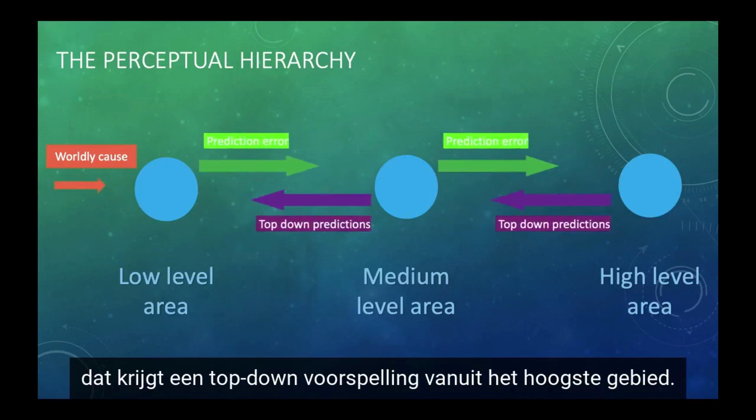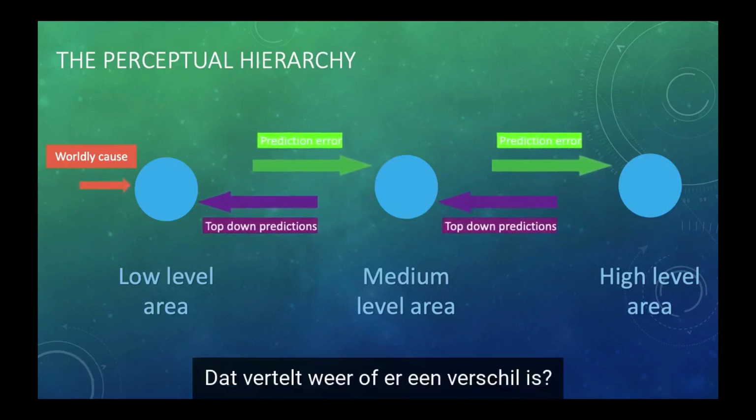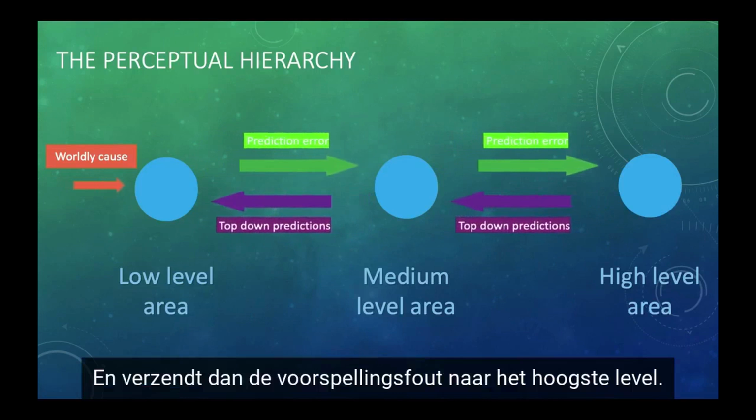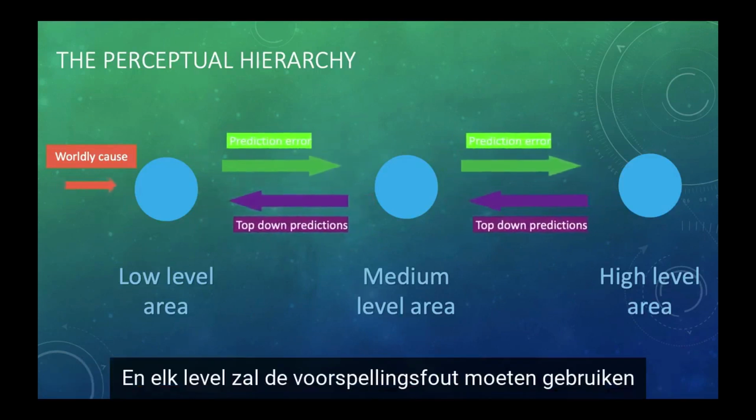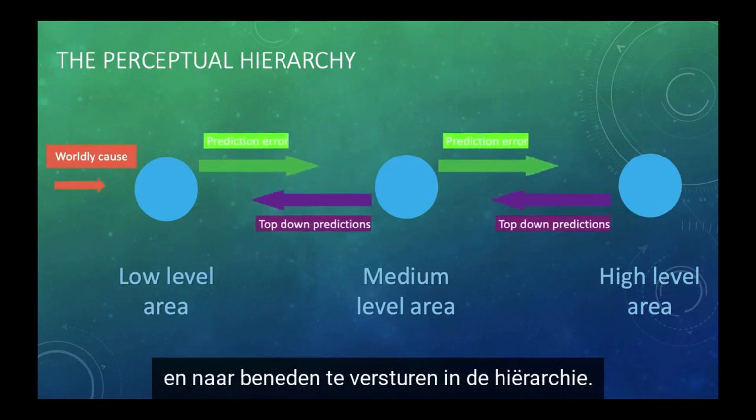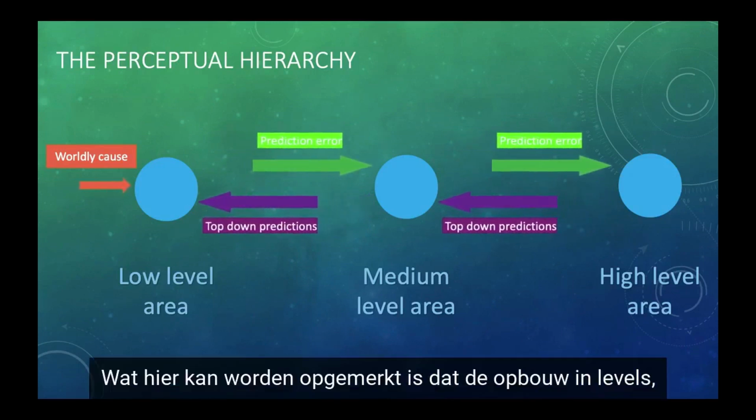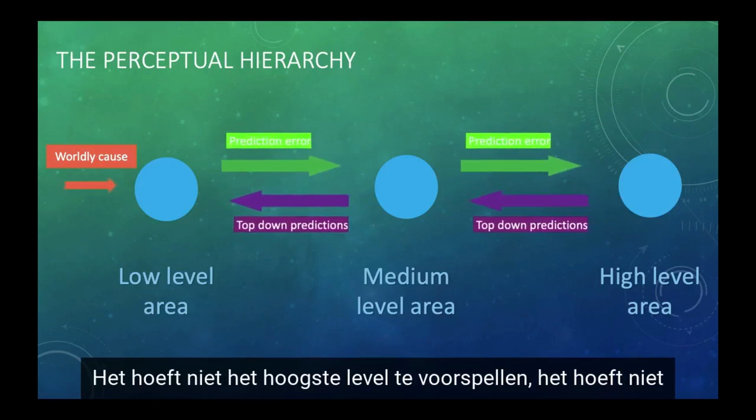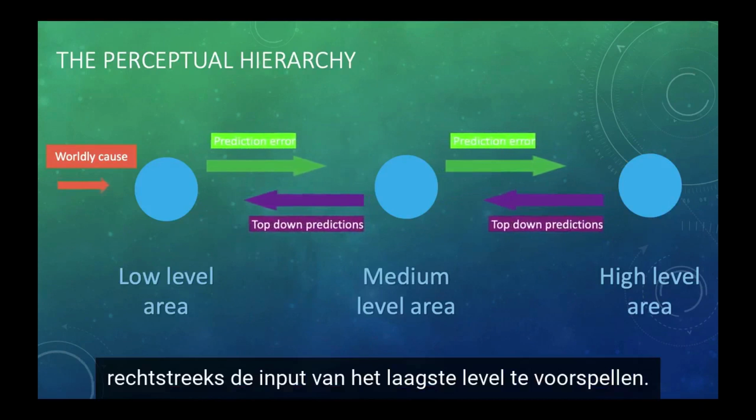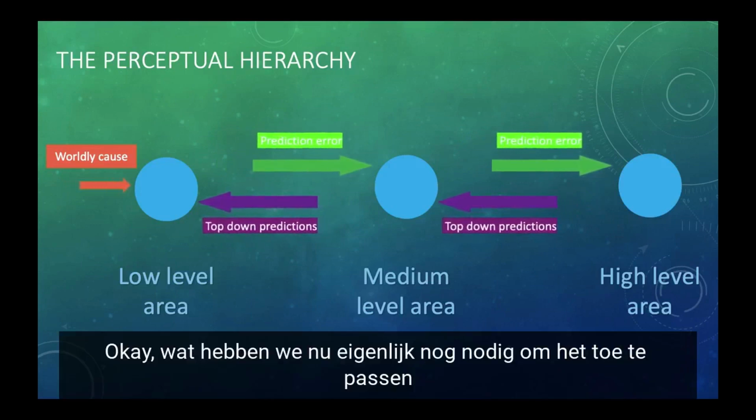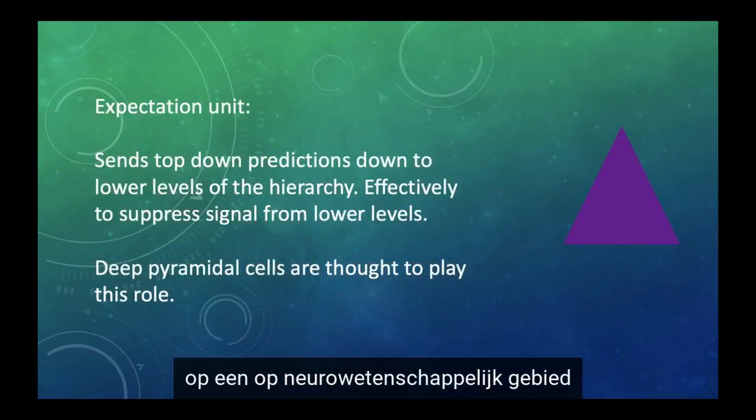The middle area is getting top-down predictions from the highest area. It's asking, is there a difference? Is there something wrong here? And then it sends its prediction error up to the highest level. Each level then has to use this prediction error to change its models, to change the predictions it's going to send back down the hierarchy. Something to note is that, because it's a hierarchy, at each level it only needs to predict the input from the level below. The highest area doesn't have to predict the input from the lowest area directly. It's a layered approach.